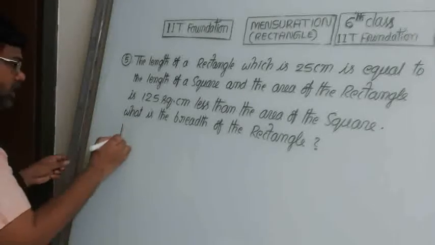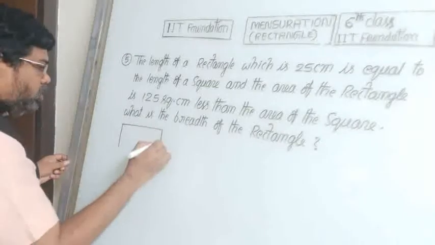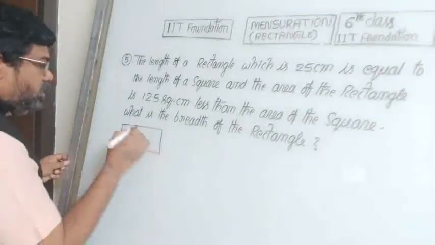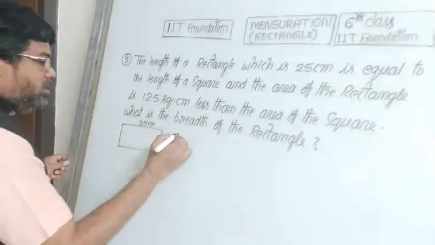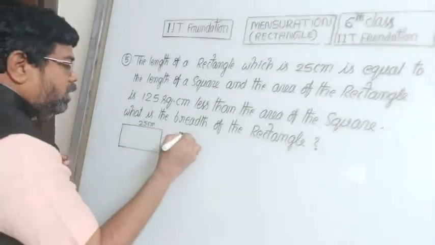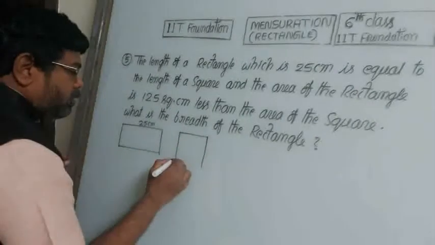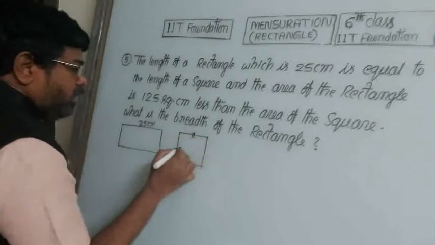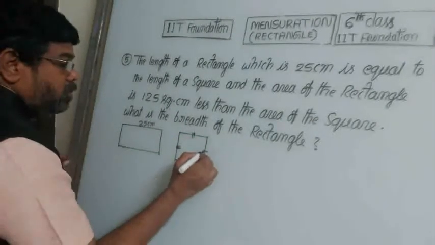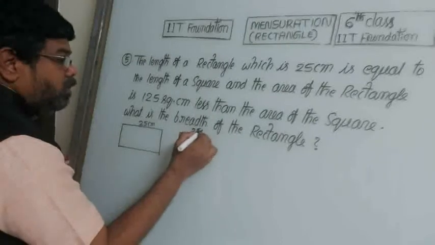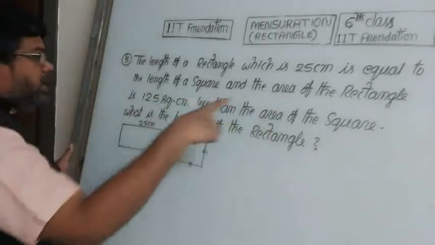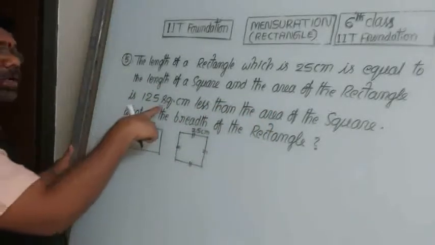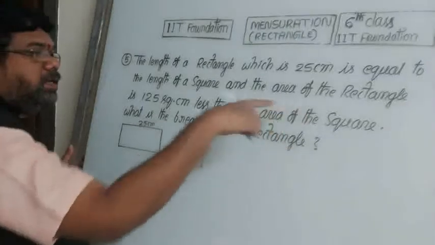So a rectangle is there. Its length is given as 25 centimeter, but it is equal to the side of a square. Square means all sides are equal, we know. So the length of the square is also 25 centimeter. Okay, that is one of the conditions given. Area of the rectangle is 125 square centimeter less than the area of the square.